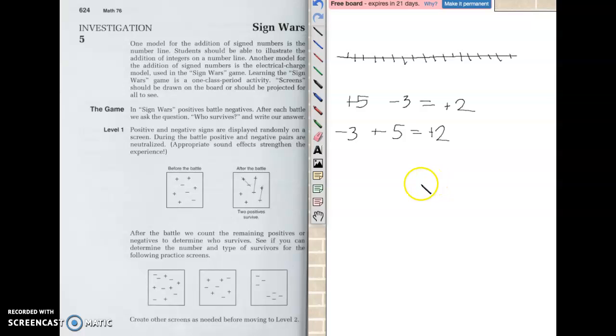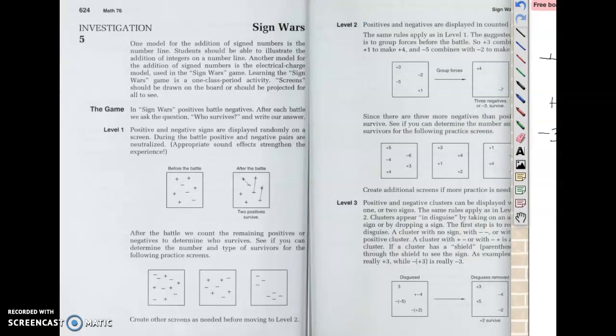So if you look at the bottom here, go ahead and do this one right here. You want to see if you can determine the number and type of survivors for each of the following screens. So this is like one game, here's another, and here's another. You guys are going to do that, not me. If you want to pause, you can pause, or if you just want to continue watching and then go back and do it, you can do that too. All right, so let's go to the next page.